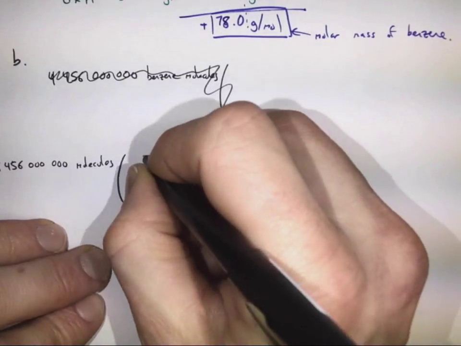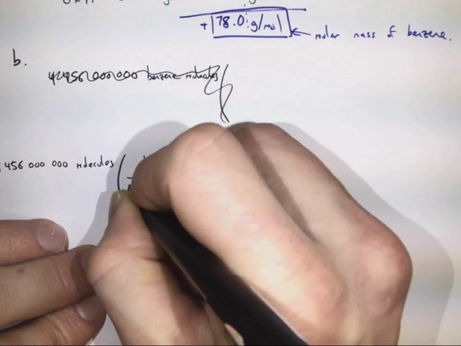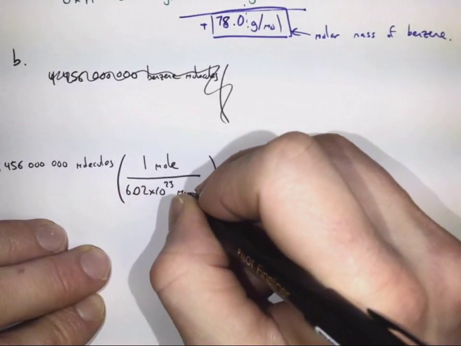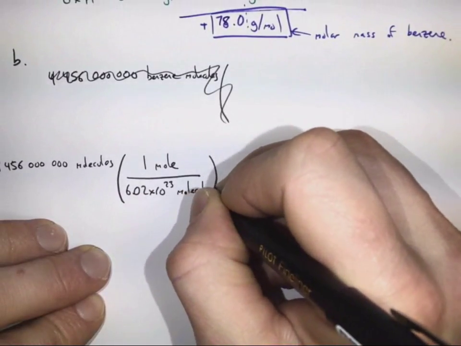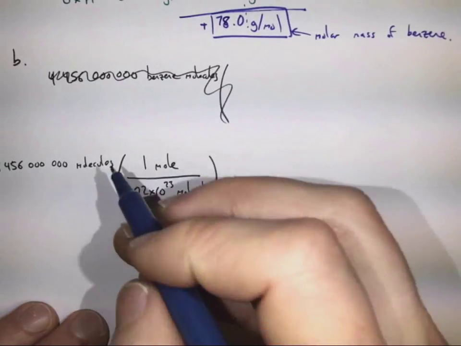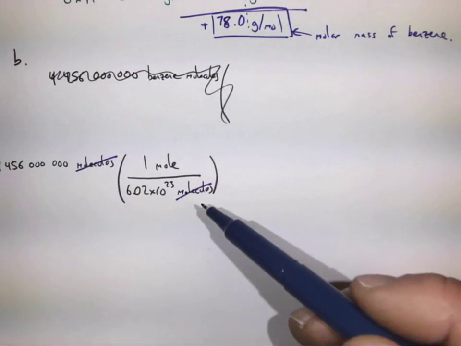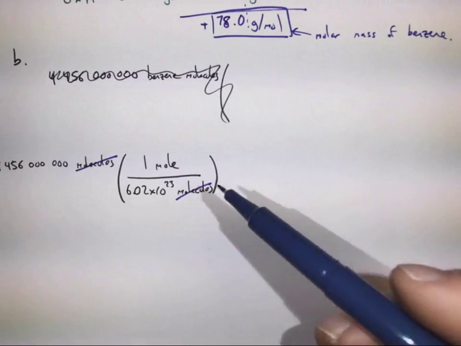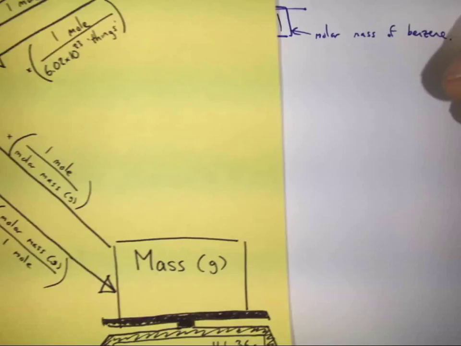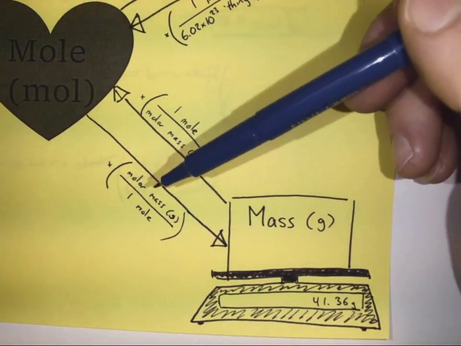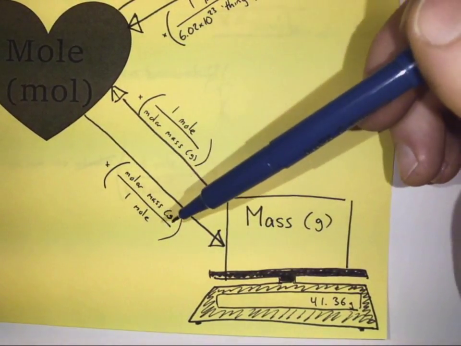So we get 1 mole over 6.02 times 10 to the 23 molecules of benzene, and that cancels out units of molecules. And now we could find how many moles of benzene we have. Now that we're in moles, we want to turn this into mass, so we're going to multiply it by the molar mass in grams per mole.